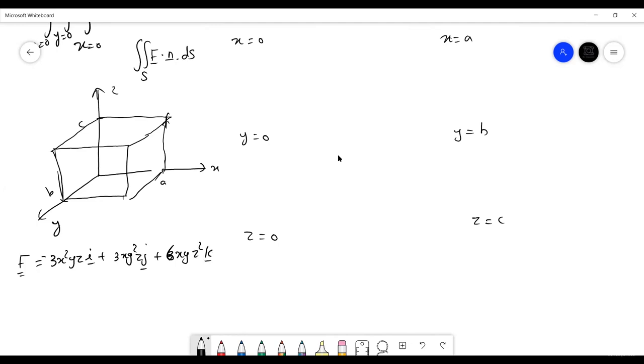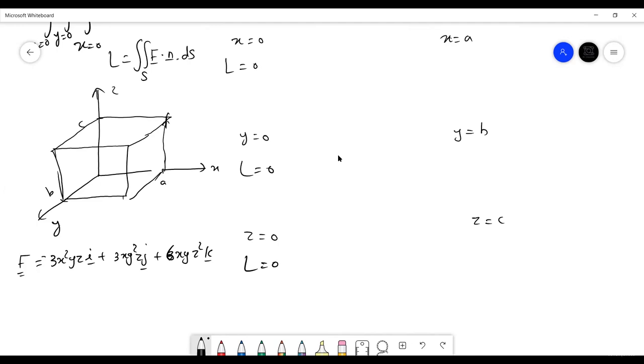When x is 0, the entire F is 0, so I'll just name this integral L. So this L becomes 0. When y is 0, again every term is 0, so simply L is 0. And when z is 0, here also it is 0. So 6 becomes 3 easily because of the 0 part.